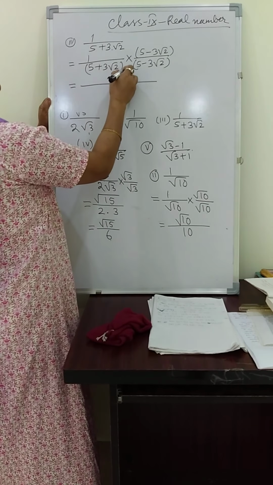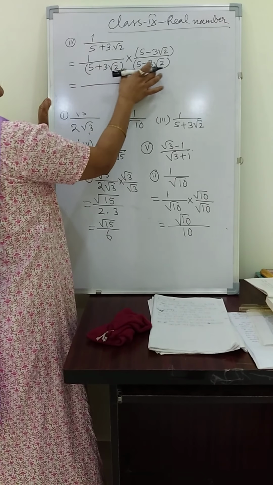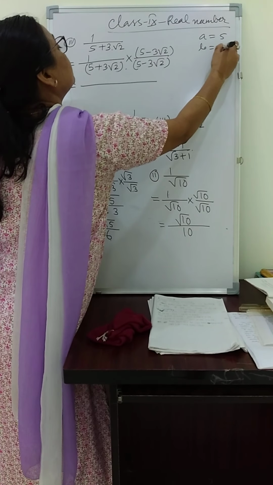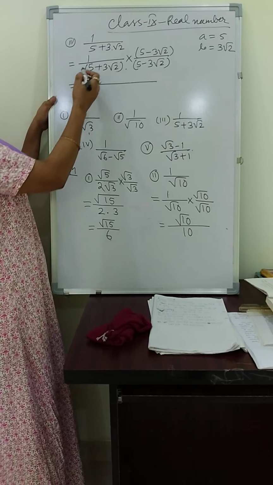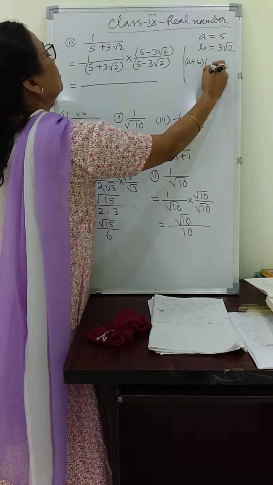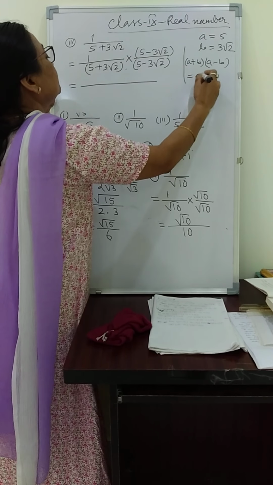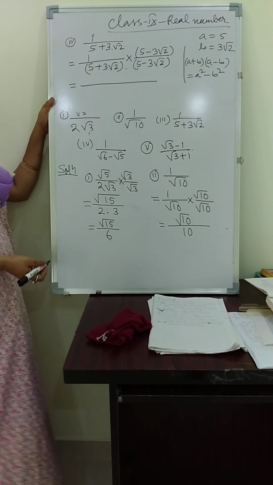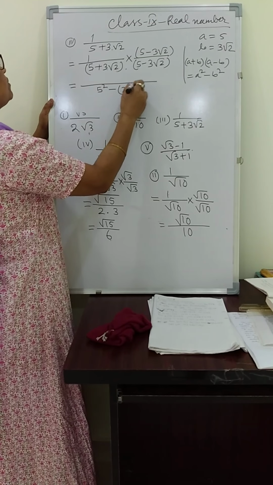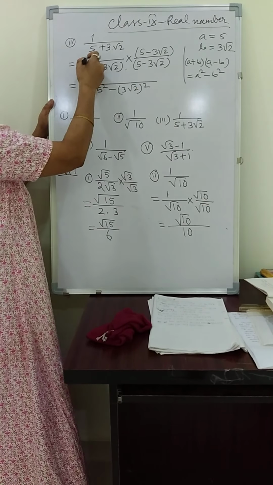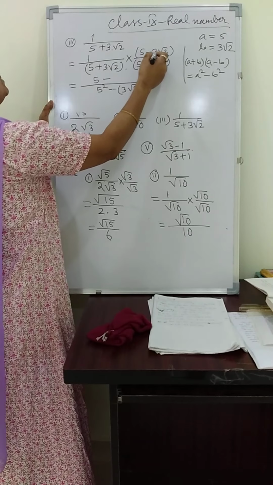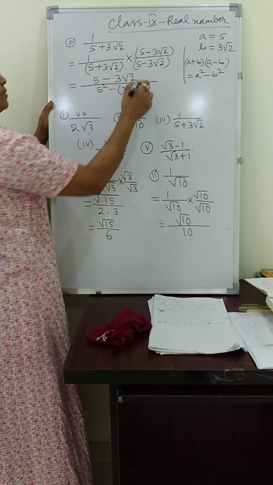So here in this product, we can use the identity. If we think that A is equal to 5 and B is equal to 3 root over 2, all of you think that is A plus B. So we know that A plus B whole into A minus B, what do you get? A square minus B square. So we will apply here 5 square minus 3 root over 2 whole square. And 1 into 5 is 5. Next put the sign, 1 into 3 root 2 is 3 root 2.